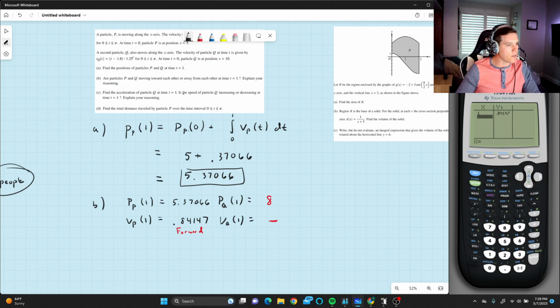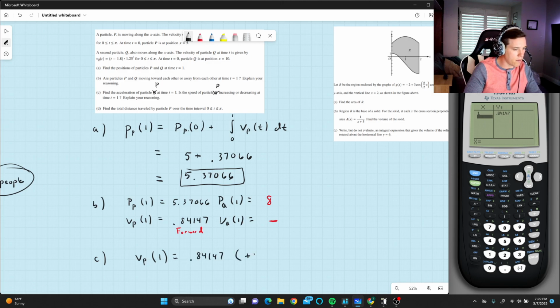Okay, find the acceleration of Q. Is the speed of particle Q increasing or decreasing at t equals 1? I'm going to change this because I've already done the work for P. Let's just talk about P. All right, so speeding up, slowing down. That's something we've done tons. So the velocity of particle P at time 1 is 0.84147, which is a positive value.